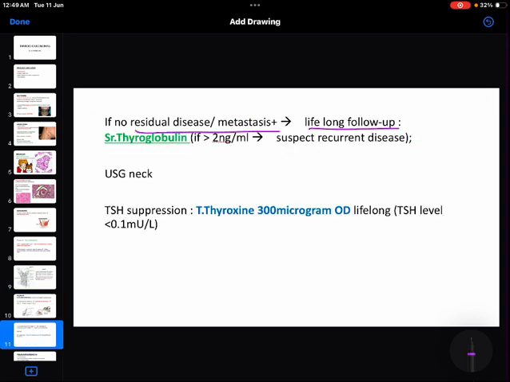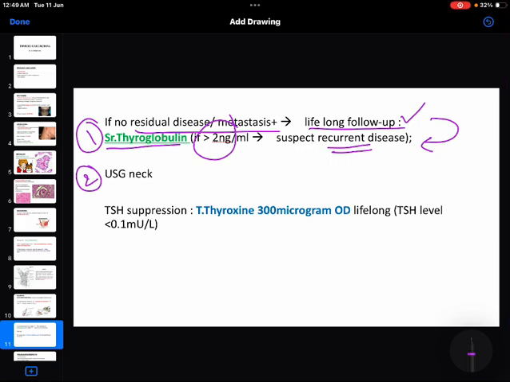We have to do lifelong follow-up. For this follow-up, we want some marker to see whether there is any recurrence. The marker that is used is serum thyroglobulin. We have to see the level. If the level is more than 2, then we have to suspect a recurrent disease. Then we have to do an annual USG neck to see if there is any residual or recurrent disease.